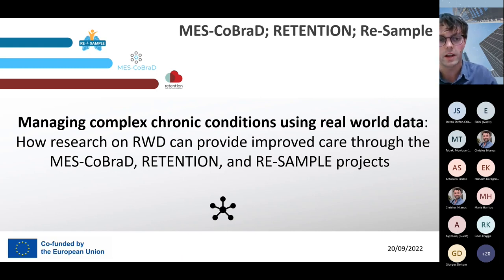As I already said, this is the first public webinar for these three projects. The collaboration comes from the fact that they all stem from the same funding stream within Horizon 2020, and you'll be hearing from them all today.